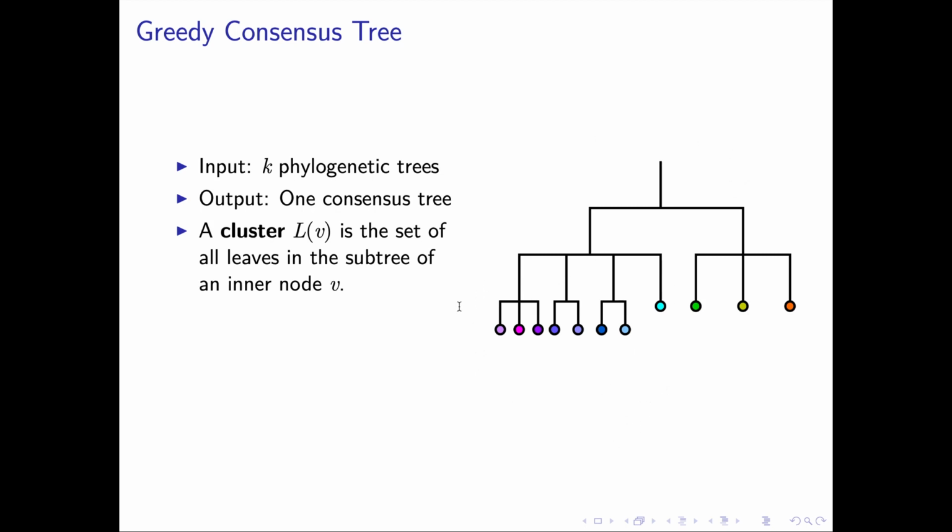For example, in this phylogenetic tree, different leaves are marked with different colors. And these leaves marked by the red color form the cluster of the inner node V here. So this is a cluster.